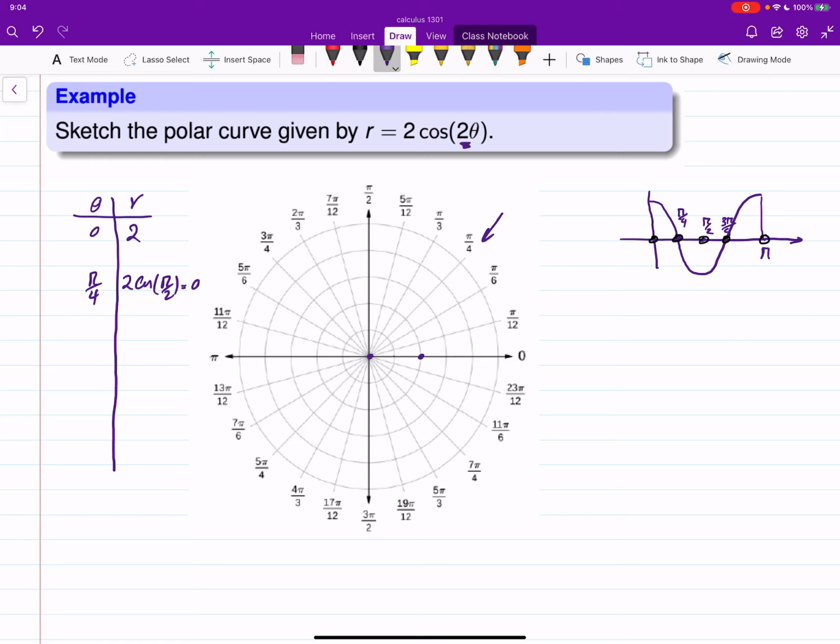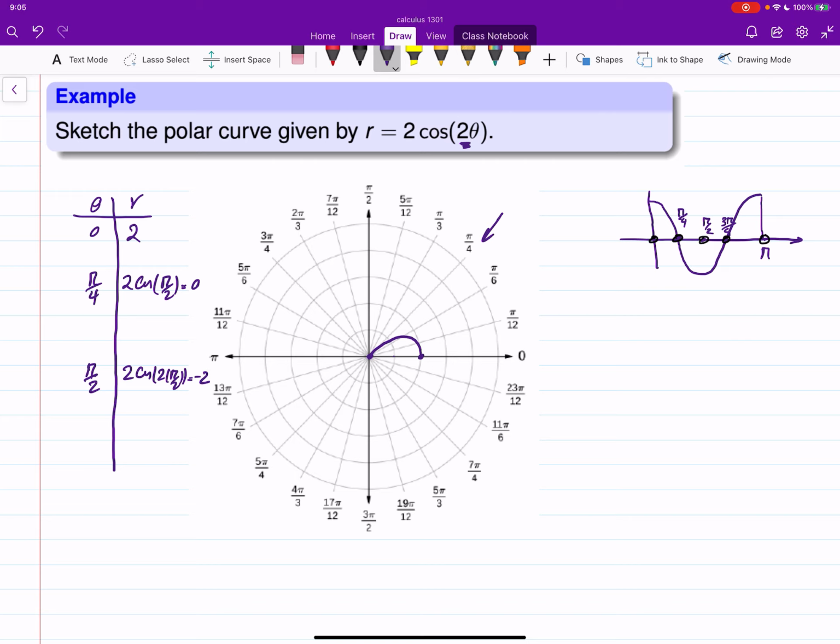So that means that as the values of theta increase, we get closer and closer to 0. Now, from pi over 4 to pi over 2, at pi over 2, we have 2 cosine of 2 times pi over 2, which gives us cosine of pi. This is negative 2.